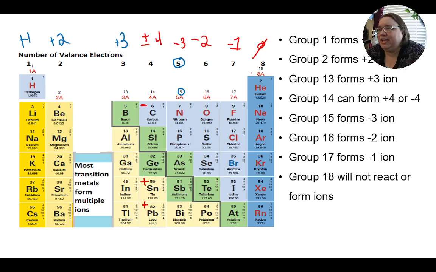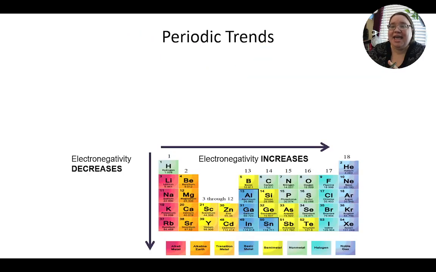But these elements in this nice pretty dark blue, they are your stable noble gases. With the exception of helium, because helium is stable with 2, because our first energy level can only hold 2 electrons, all of the others have 8. That is that octet that you will hear us talking about throughout the rest of the course.